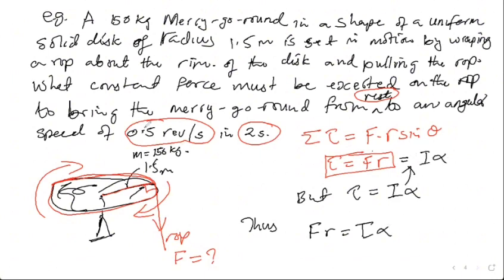From the information given, the time is 2 seconds, the rest angular velocity is equal to 0, and the final angular velocity is 0.5 revolutions per second. When we mix these together, we can find angular acceleration, where angular acceleration is equal to final angular velocity minus initial angular velocity, divided by time.